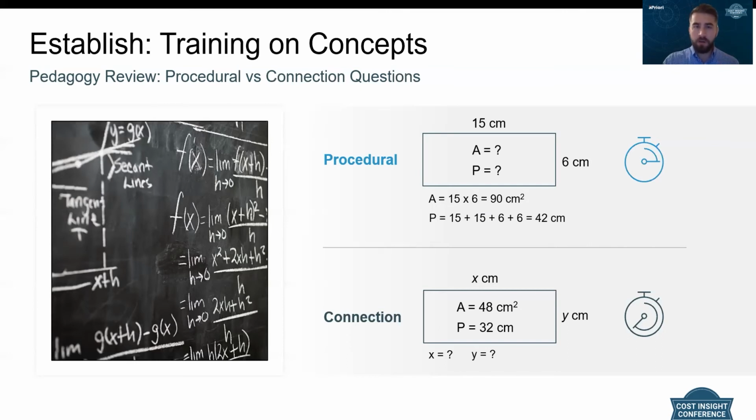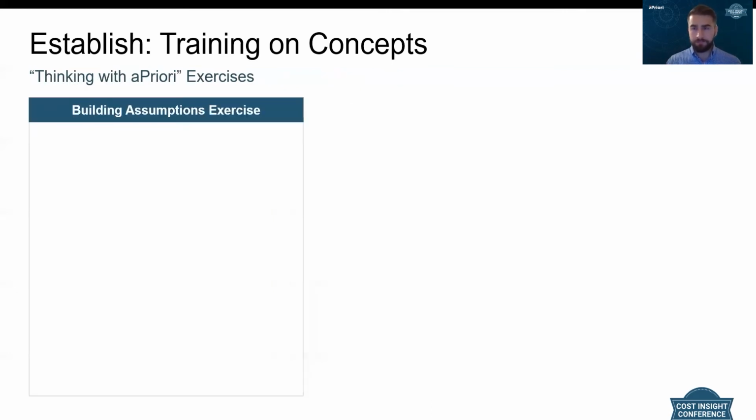And so focusing on connection-based questions, I've come up with a set of what I call thinking with aPriori trainings. To showcase one of them, I have the building assumptions exercise. You might be familiar with Fermi problems. A common one that gets tossed around is how many piano tuners are there in New York City? It's a really broad topic. I've used this one several times in some of my sessions. How many people are employed for delivering mail in Vancouver?